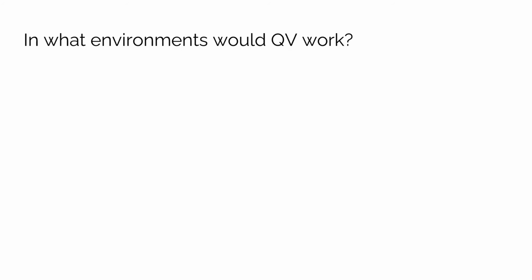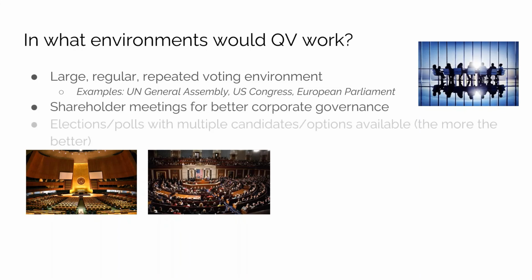Finally, with these trade-offs in mind, let us conclude by discussing what kind of environment would be most suitable for quadratic voting. We think that quadratic voting would be most suitable in a large and regular setting where there is a need to protect the interests of the minorities, and regular voting that allows voters to learn and refine the voting system along the way. These settings could be a world assembly like the United Nations, political institutions like the European Parliament, or corporations and crowdfunding platforms. In fact, there are already real examples where quadratic voting are being used.